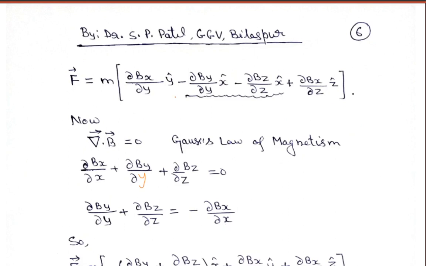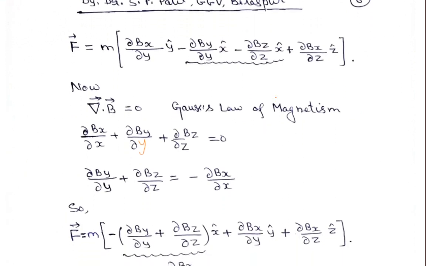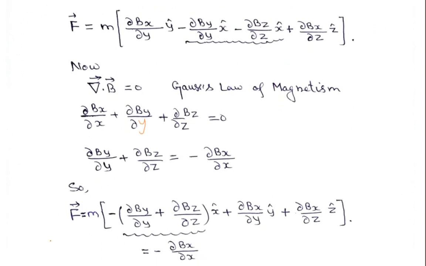So if you look at the above part and this part, I have taken x unit vector common. What we can write is F is equal to m times minus, where the minus sign I have taken common, del by upon del y plus del bz upon del z, x unit vector, and this quantity we have calculated is equal to this much. So that can be written as minus del bx upon del x, plus the remaining two terms: del bx upon del y, y unit vector, plus del bx upon del z, z unit vector.